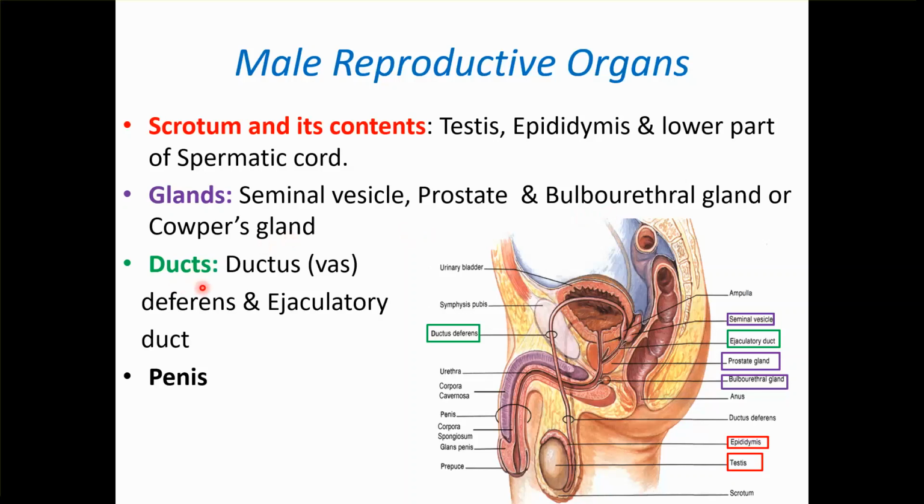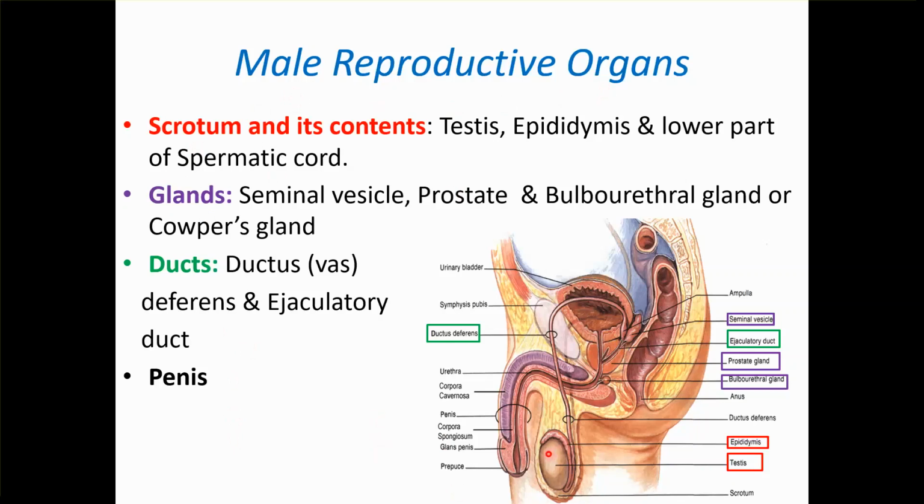Ducts, you have the ductus deferens or the vas deferens, as you see here, and the ejaculatory duct. And then you also have the penis. All of them contribute to the male reproductive organs.